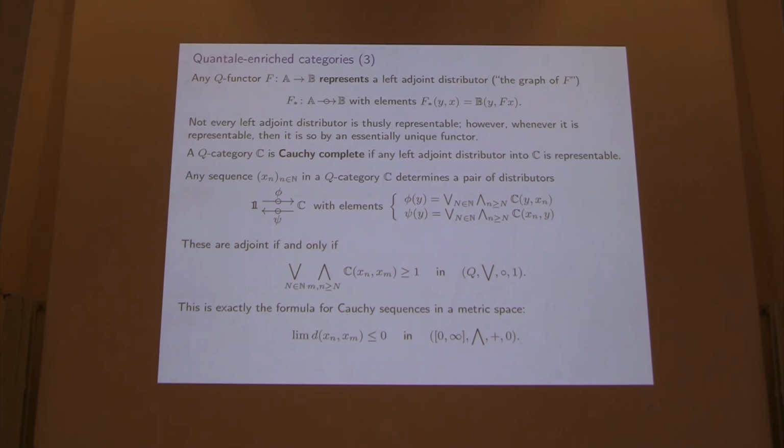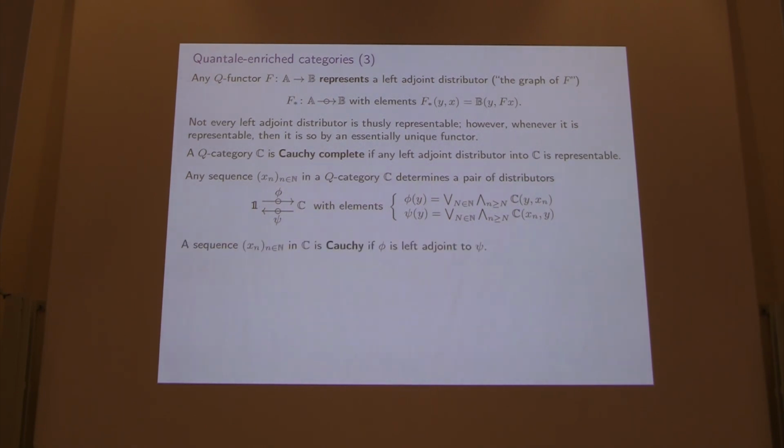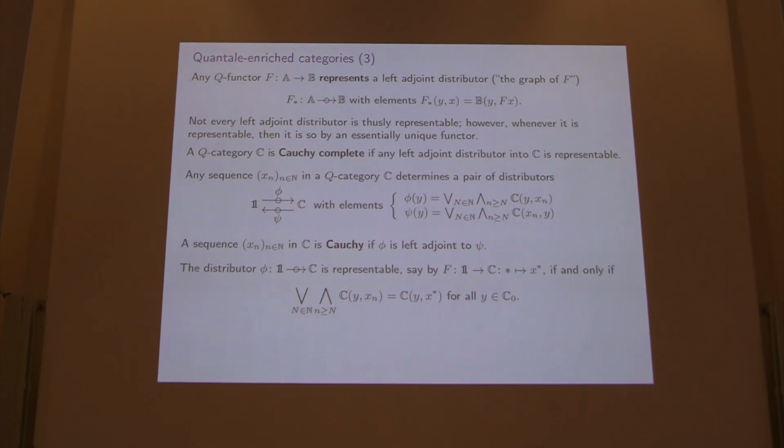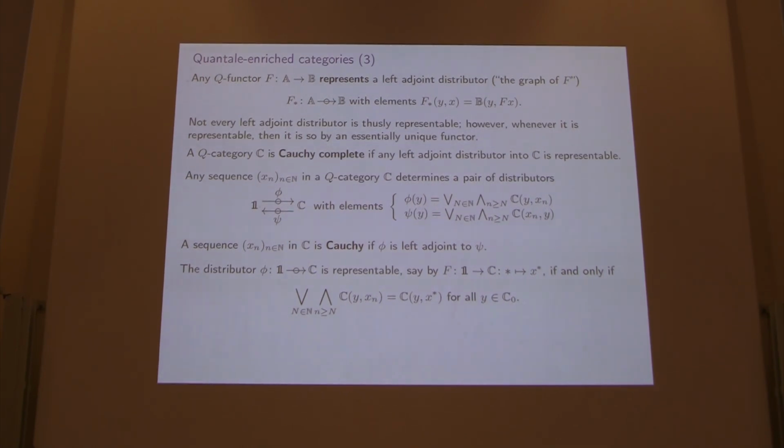So in general, I'll just take this as a definition. I'll say that the sequence is Cauchy if this particular phi is left adjoint to psi. Now this left adjoint distributor is then furthermore representable, by a functor which goes from 1 to C, which therefore just picks out an element called x star, if and only if, I'm just writing. Once more, if I apply this formula to the metric case, you end up with a limit formula precisely saying that the sequence is convergent in the metric sense.